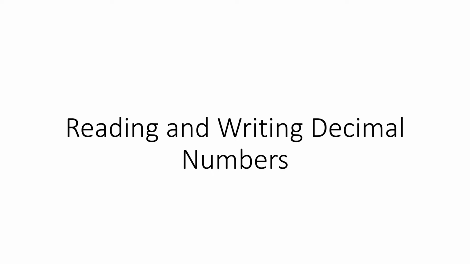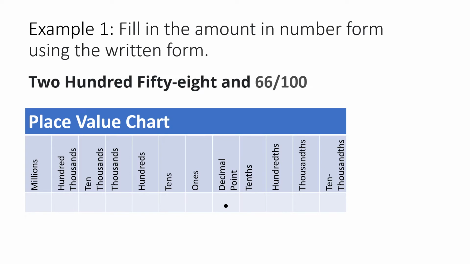In this video, we're going to be reading and writing decimal numbers. So let's look at example 1. I'm going to be changing from word form to decimal form, and I'm going to be utilizing my place value charts here. And so for 258, I'm just going to represent that like normal. So I put a 2 in my hundreds place, a 5 in my tens place, and an 8 in my ones place. And then when you see the word and, that's going to represent a decimal point.